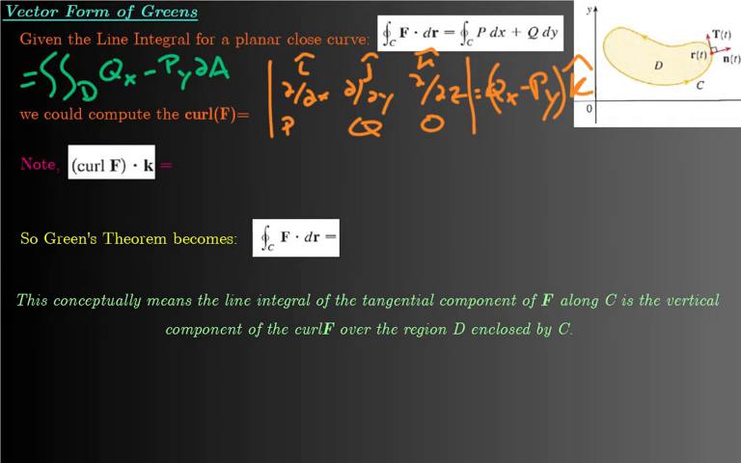So then I want you to see that if you take the curl of this kind of f, a planar one again, and you dot it with k, right? Notice that that would just be q with respect to x minus p with respect to y in the k component, right? Dotted with k.